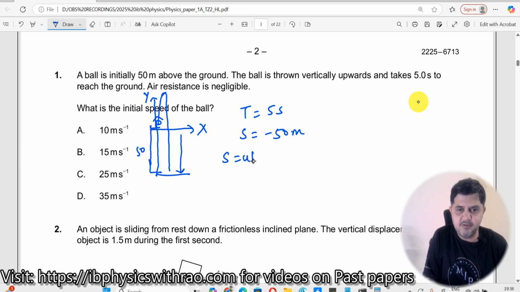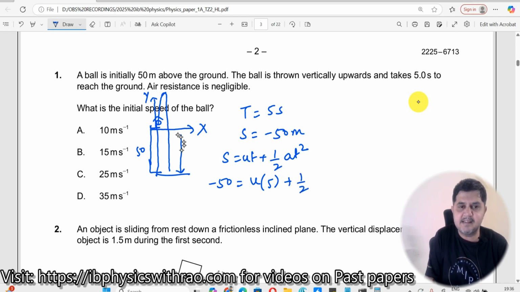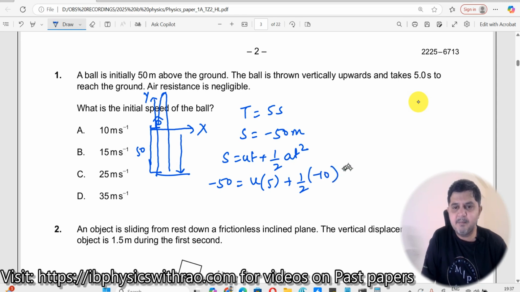s is equal to ut plus half at squared. So s is minus 50. u I do not know. I need to find the u. The total time taken from here to here is 5, plus half into a value. Acceleration due to gravity is always negative, it is minus 10, multiplied by t squared. What is t squared? t is also given to you, 5, so which should be 25.